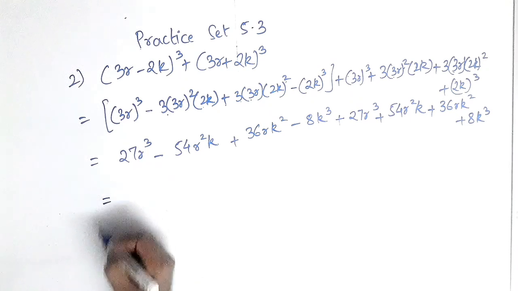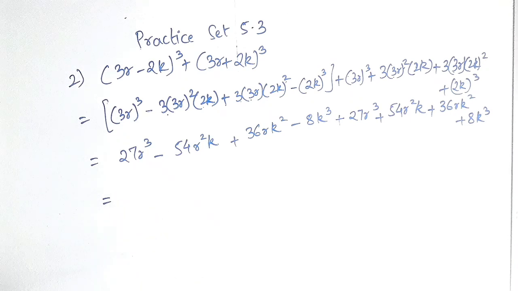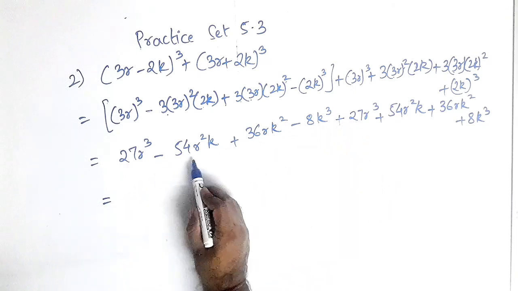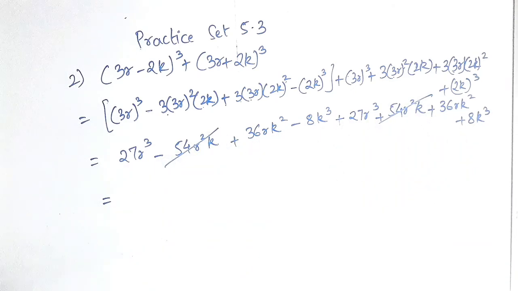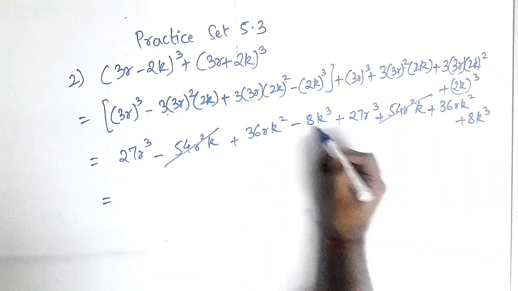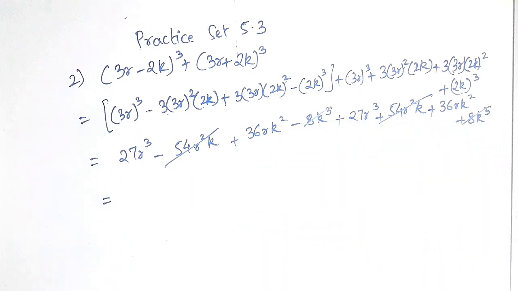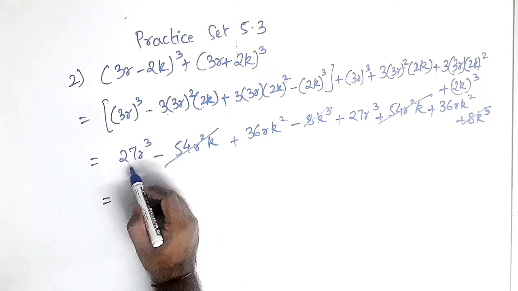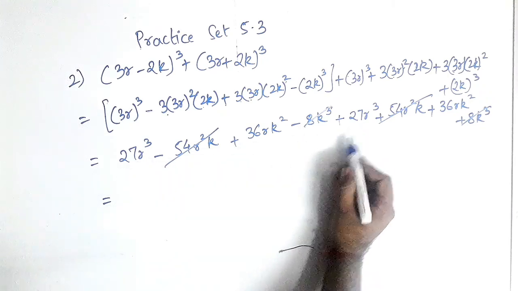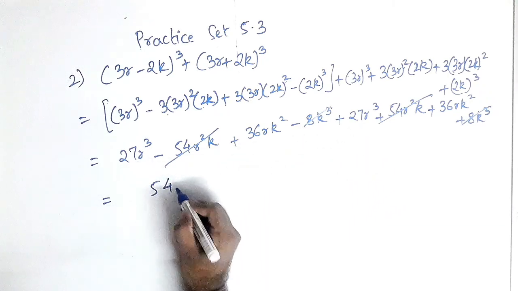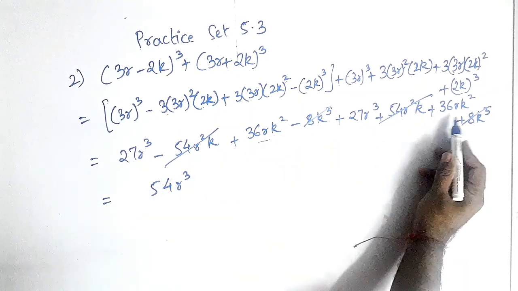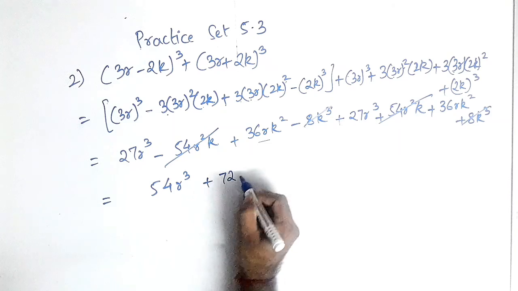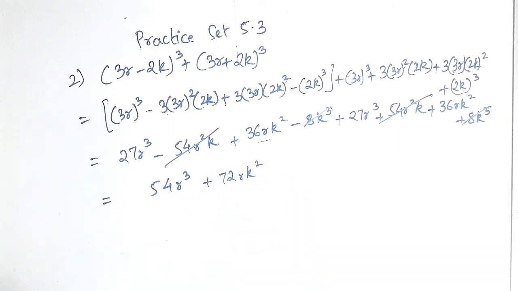Okay, so now if you can see, what can we cancel here? 27r cube plus minus 54r cube, plus 54rk square, so this will become 0. Okay, and minus 8k cube plus 8k cube will become 0. So what remains here is 27r cube plus 27r cube, this will become 54r cube, plus 36rk square plus 36rk square becomes 72rk square. Okay, so your final answer is this.